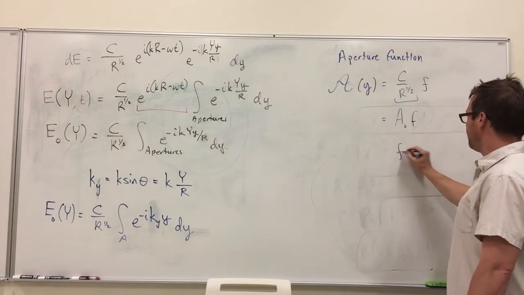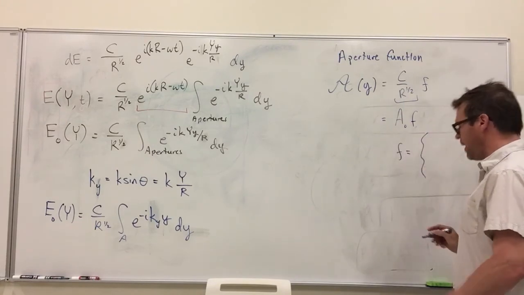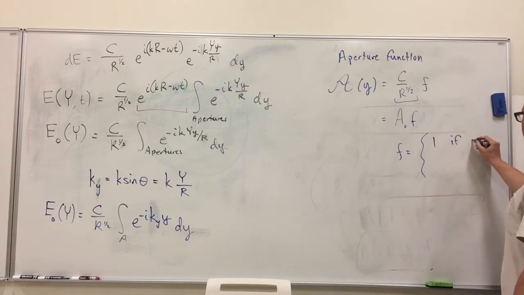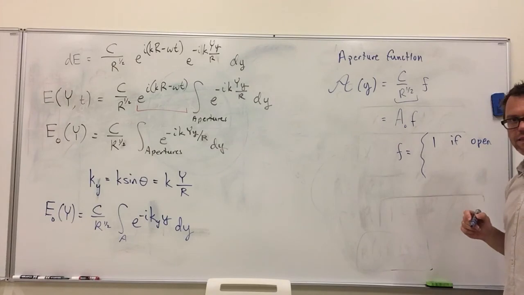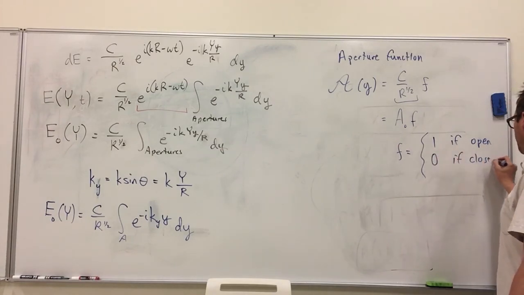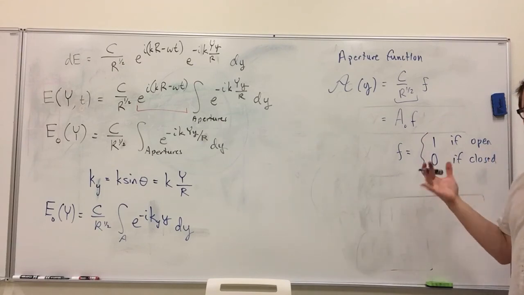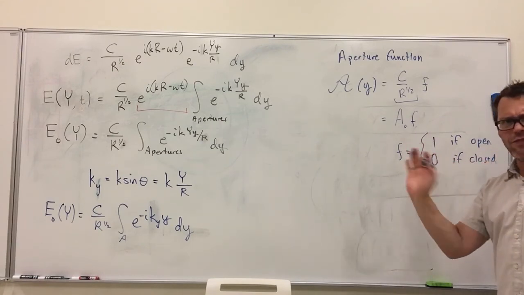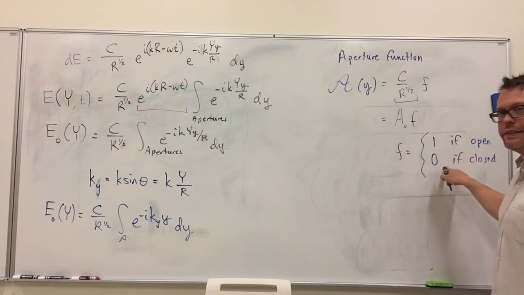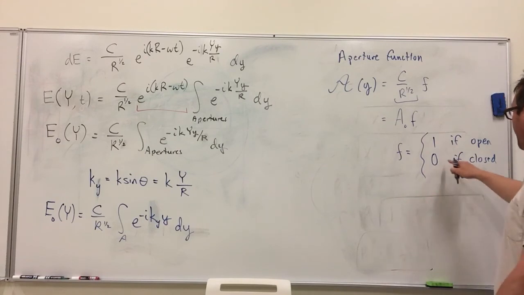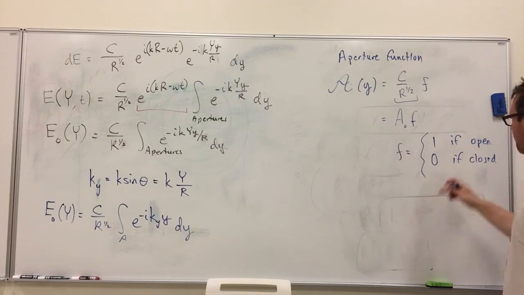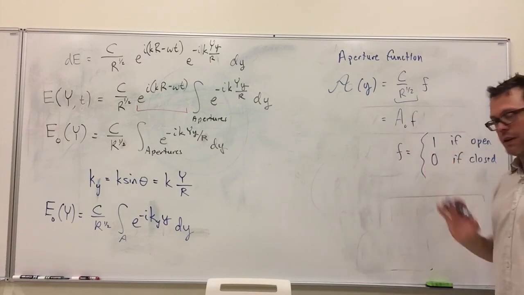So we'll just call this the amplitude of my aperture function. And f is essentially some number. It equals 1 if the hole is open at that location. It equals 0 if closed. If the hole is half open and half closed, meaning it's only letting part of the light through, then it could be between 0 and 1. It could be like 0.5. But the basic idea is that it's somewhere between 0 and 1. 1 if the hole is completely open, 0 if the hole is completely obscured.